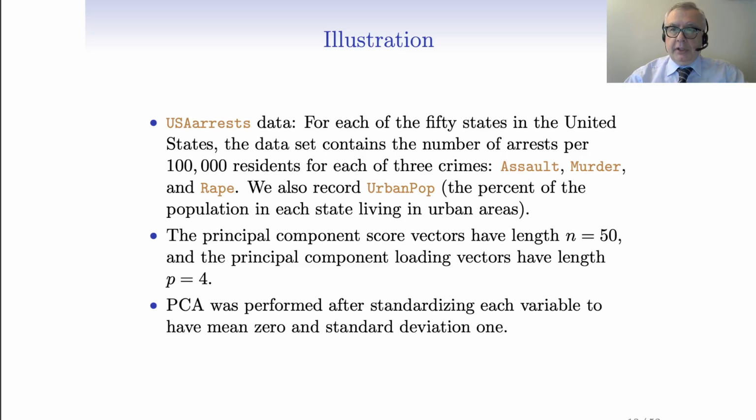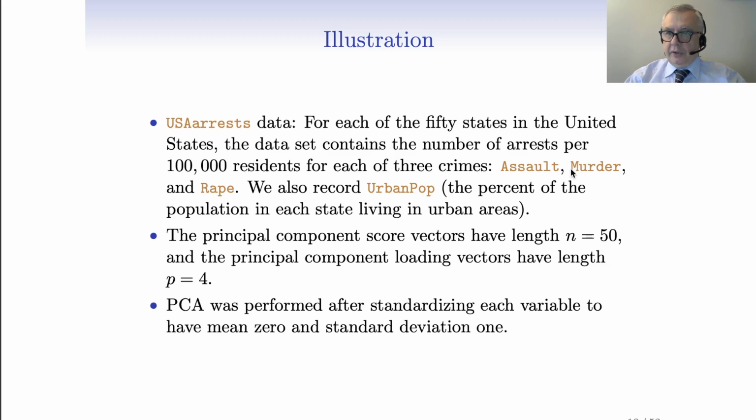We now illustrate the use of principal components with a practical example. So we consider these USA arrest data for each of the 50 states of the United States. We have a data set with the number of arrests per 100,000 residents for 3 crimes: assault, murder, and rape. And we also record urban pop, the percent of the population in each state that lives in urban areas.